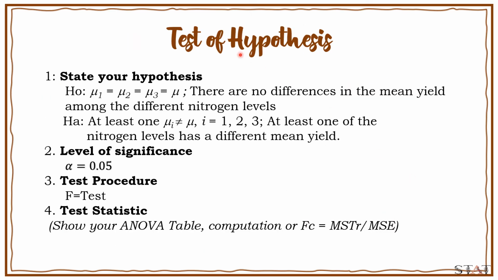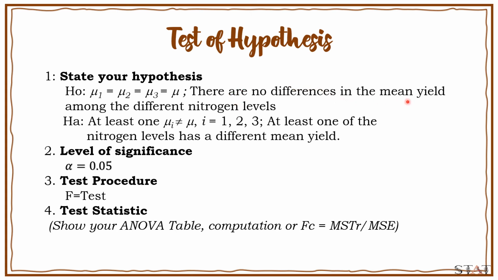So always remember that in hypothesis testing, we have to follow these 5 basic steps. Number 1, state your hypothesis. So as discussed in our previous lesson, H0 is our null hypothesis and then HA is our alternative hypothesis. So when we state the null hypothesis, we have to state it this way. Mu1 is equal to mu2 is equal to mu3. So state it this way in the textual form.